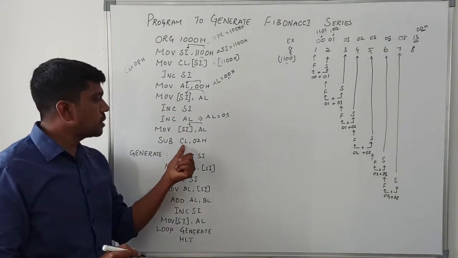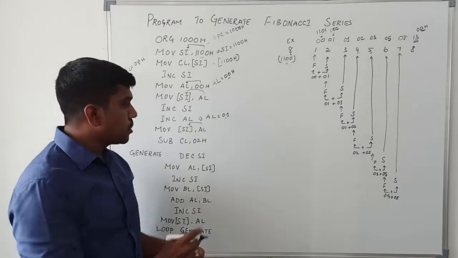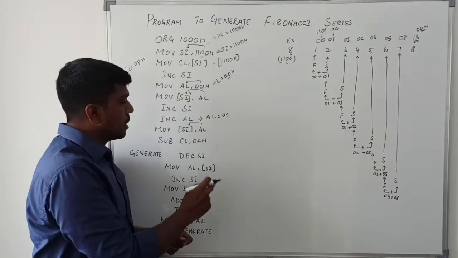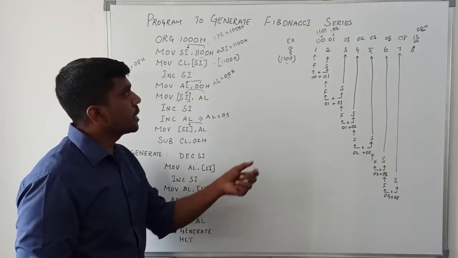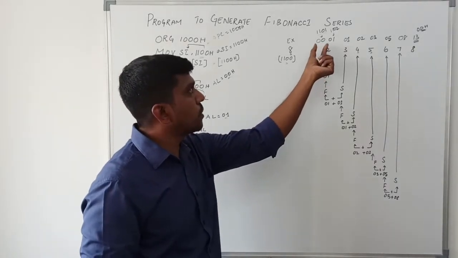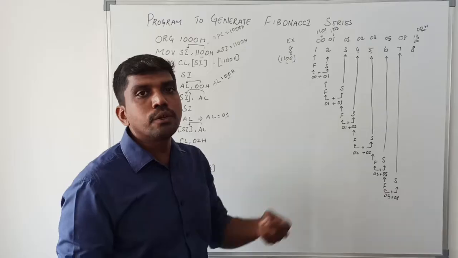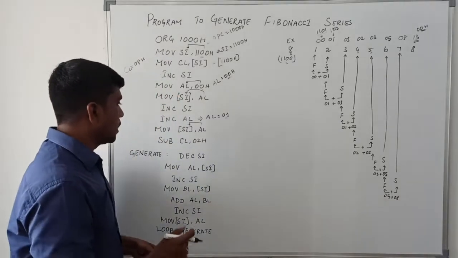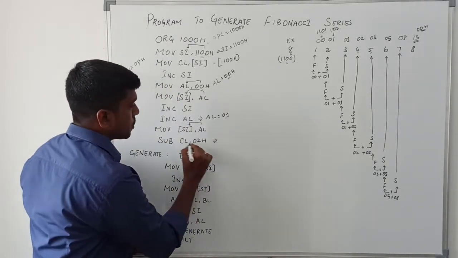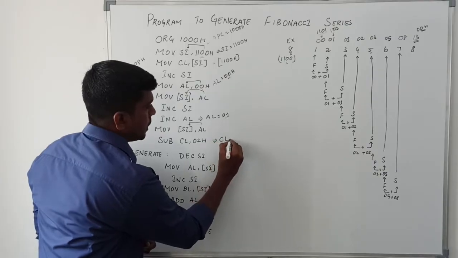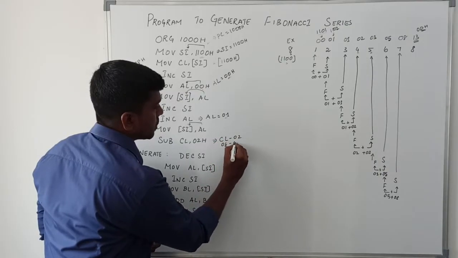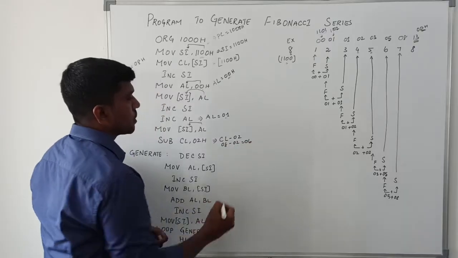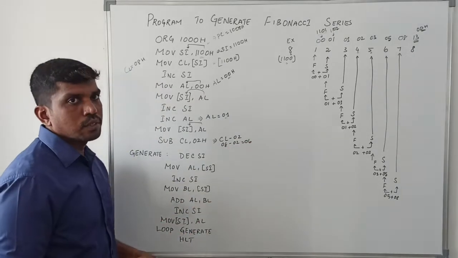Then SUB CL, 02. This instruction says the CL value is decremented by 2, because here you get the first 2 values, so only you decrement the CL register count. After execution of this instruction, CL minus 02: CL value is 08 minus 02. Now the CL register content is 06.